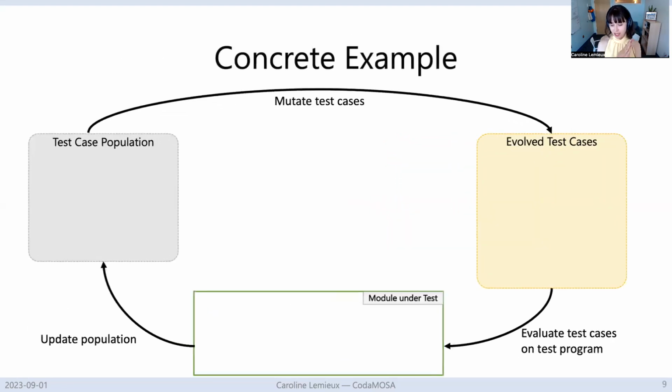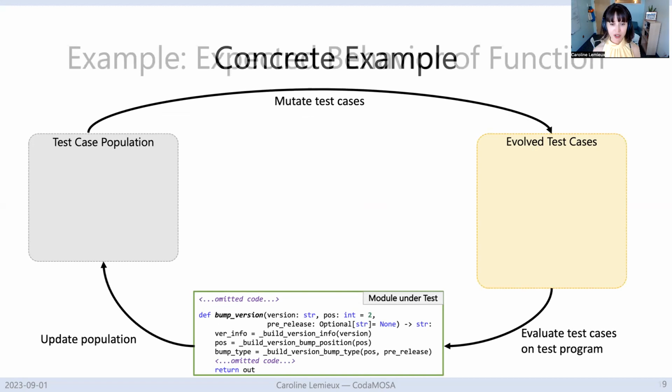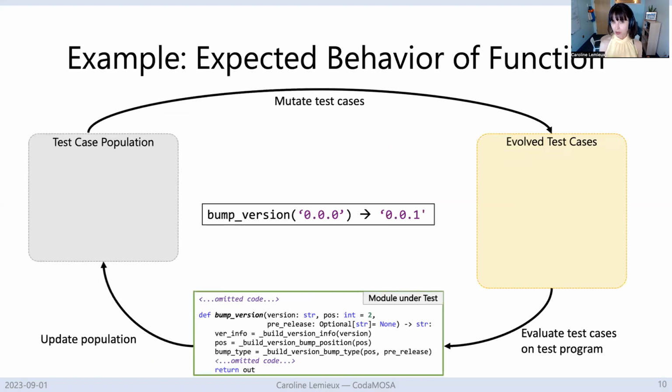Say the program we want to test is this Plateaus module where the main function that we're testing is this bump version function. And bump version is a Python function that essentially exists to bump version strings. So for instance, if you want to bump the version string 0.0.0, the default behavior is to bump the patch position. So going from 0.0.0 to 0.0.1.